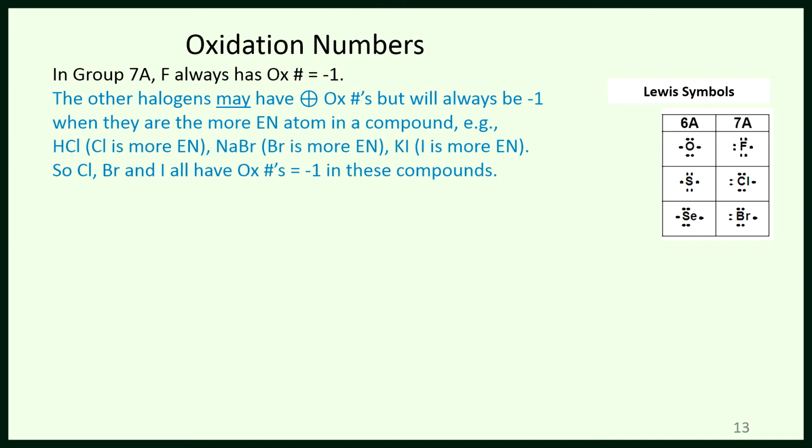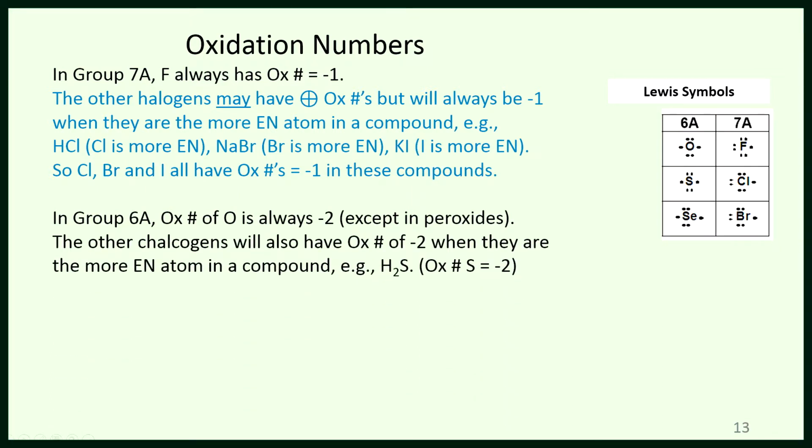What about group 6A? We know that oxygen is virtually always -2, except in peroxides. The other group 6A chalcogens, sulfur, selenium, tellurium, will also have an oxidation number of -2 when they are the more electronegative atom in the compound. For example, in hydrogen sulfide, sulfur is more electronegative than hydrogen. Therefore, it uses its -2 oxidation state.